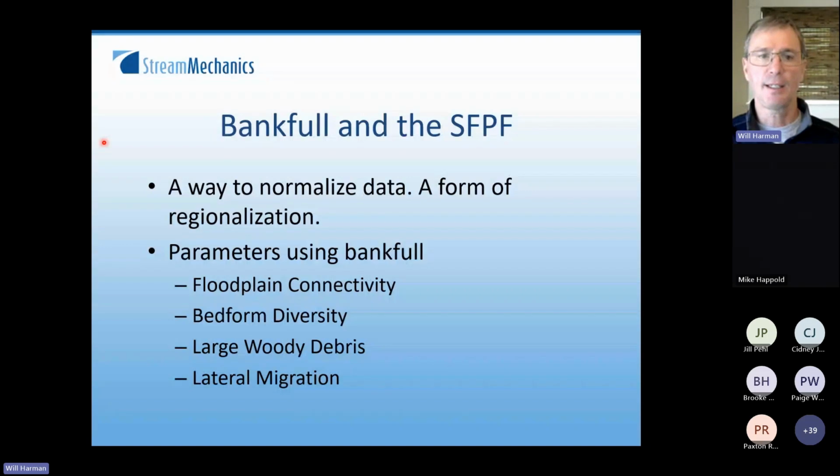And then the second is that there are a few parameters that do include Bankfull. So floodplain connectivity, bed form diversity, large woody debris, and lateral migration all include an understanding of what that Bankfull feature is.